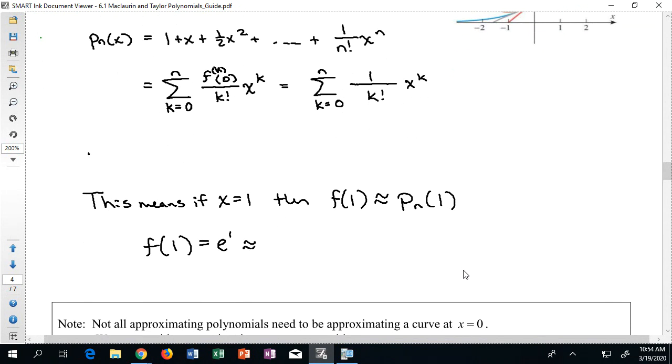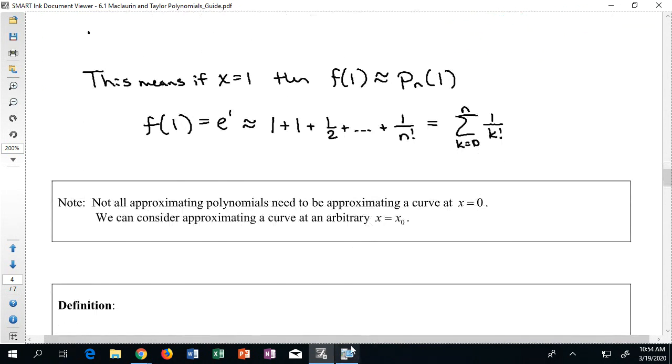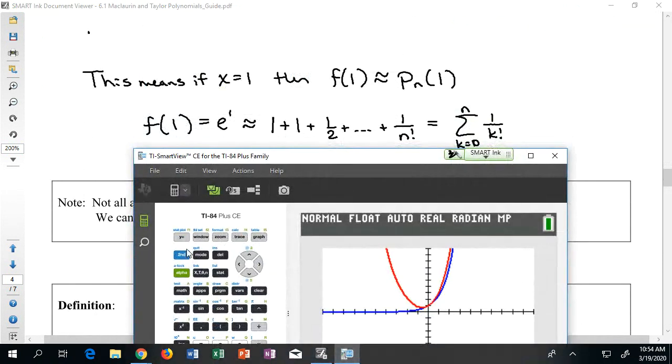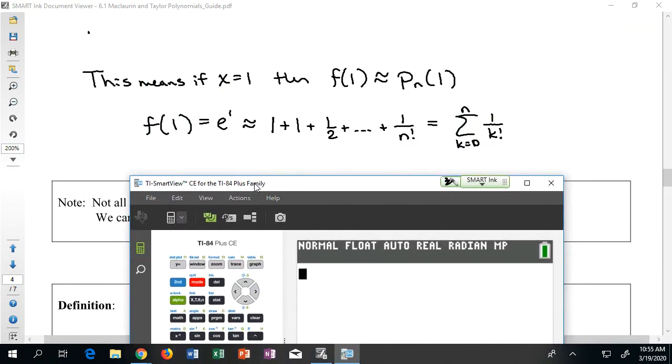And that should be roughly the same as going to my polynomial up here and replacing all of the x's with 1s. So that would be 1 plus a half, and then going on and on, all the way up until I get to 1 over n factorial. Or that would be like dealing with the series, start at 0, stop at n, 1 over k factorial. We could actually take a look at that to see if that is roughly the value of e. This is a really cool idea. Take a look at this.